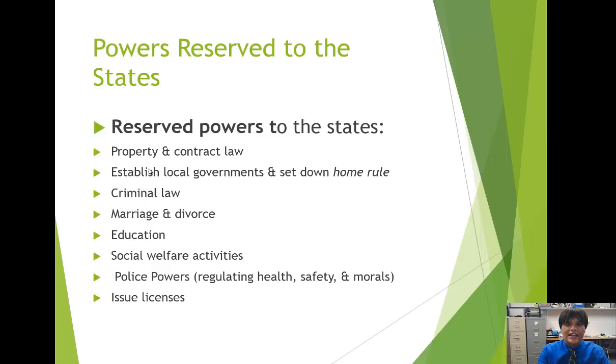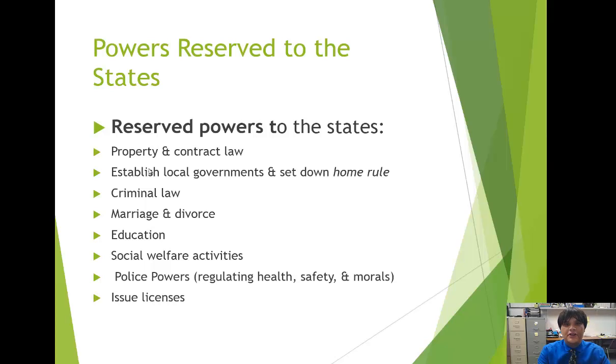Criminal law. States only deal with criminal law. Anytime you break a law and you're committing a crime, you are responsible only to the state. Most federal lawsuits are part of civil law, not criminal law. So criminal law belongs solely to the states.